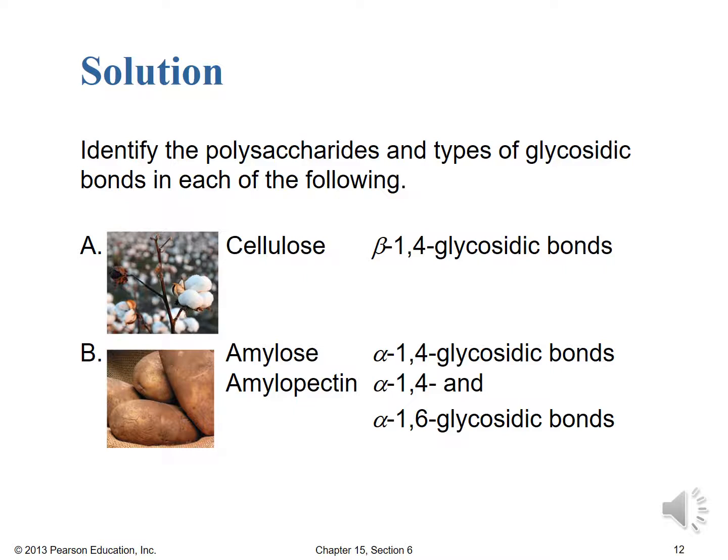And then in amylopectin, we also have that branching that's a result of the alpha 1,6 glycosidic bonds every 25 or so glucose molecules. So there we have it. Hopefully you remembered those names and structure types. If not, it's again more a memorization thing.